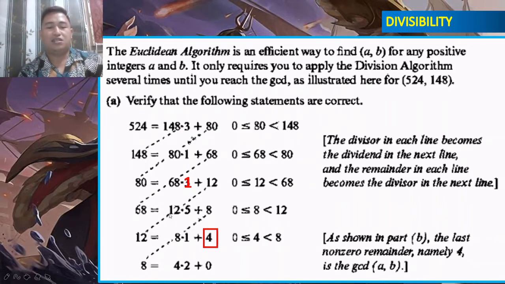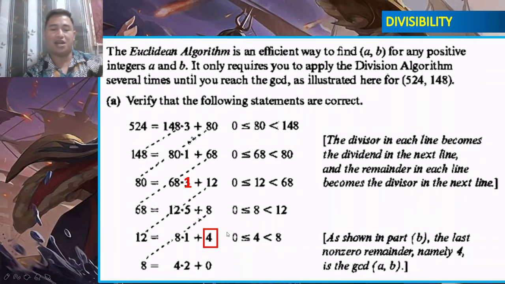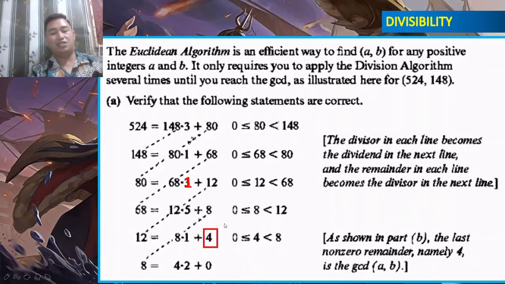68 is equal to 12 times 5. This is 60 plus 8. So 8 is less than 12. And then 12 is equal to 8 times 1 plus 4. Okay, until we reach 4 as the remainder. 8 is equal to 4 times 2 plus 0. So the remainder is now 0. So here, as shown in part B, the last non-zero remainder, namely 4, is the GCD of A and B.